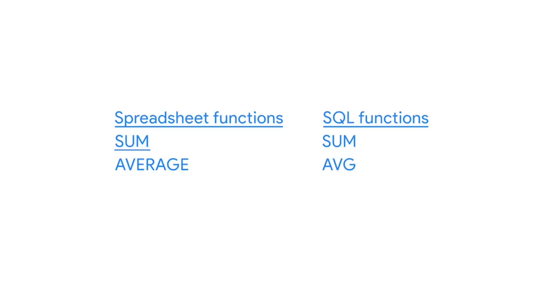This brings us to another similarity between calculations in spreadsheets and SQL. A lot of times, you can use functions instead of operators to complete calculations. For example, the sum function can complete addition problems in spreadsheets and SQL. The average function in a spreadsheet is the same as the AVG function in SQL. They both return the average value of a set of numbers. In SQL, these functions are considered aggregate functions because they perform a calculation on one or more values and return a single value. You'll learn more about how they're used with the group by command in a query soon.